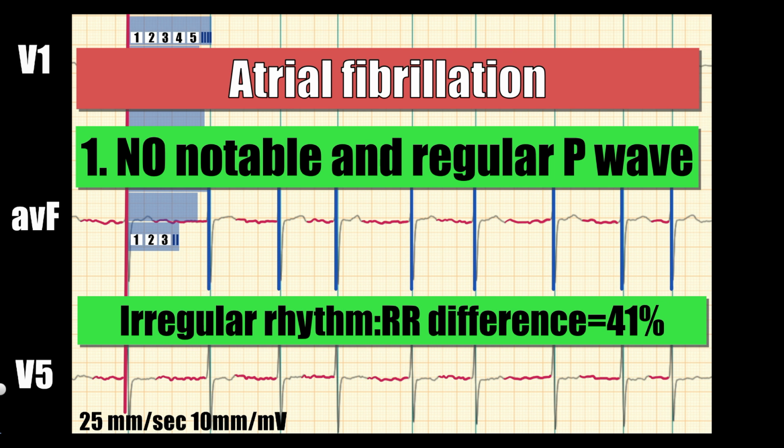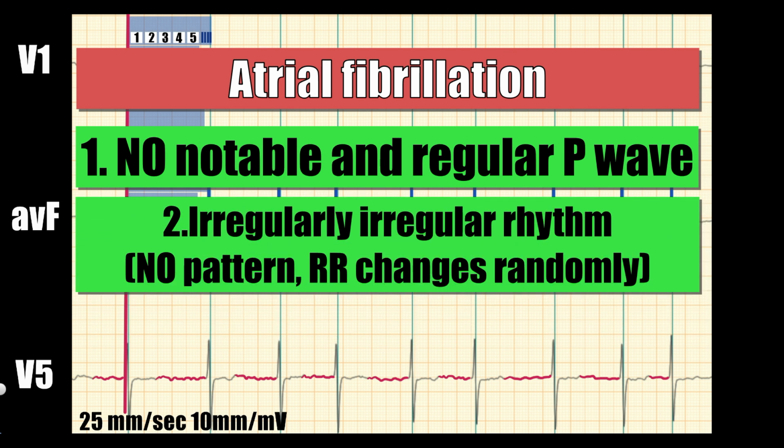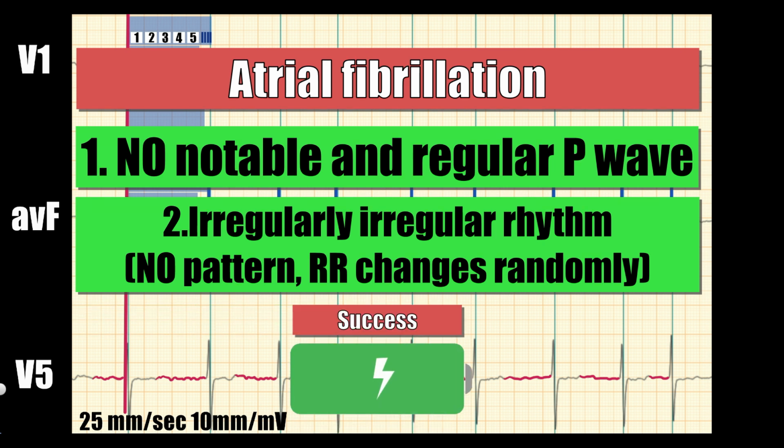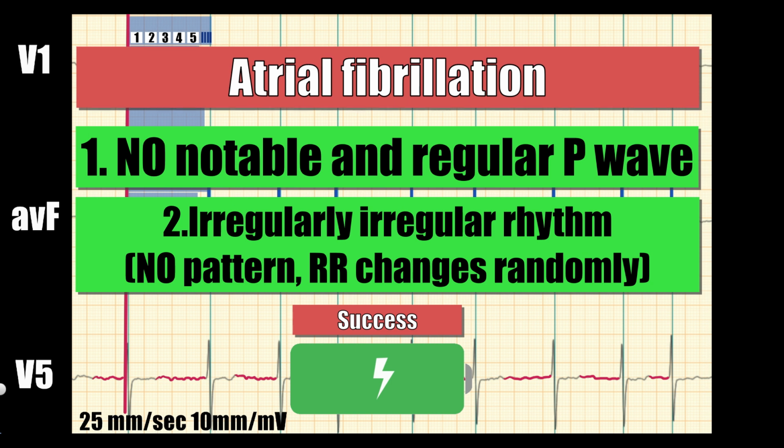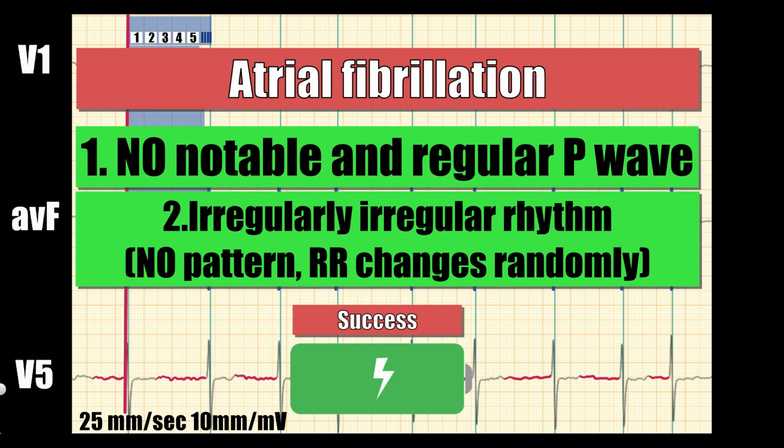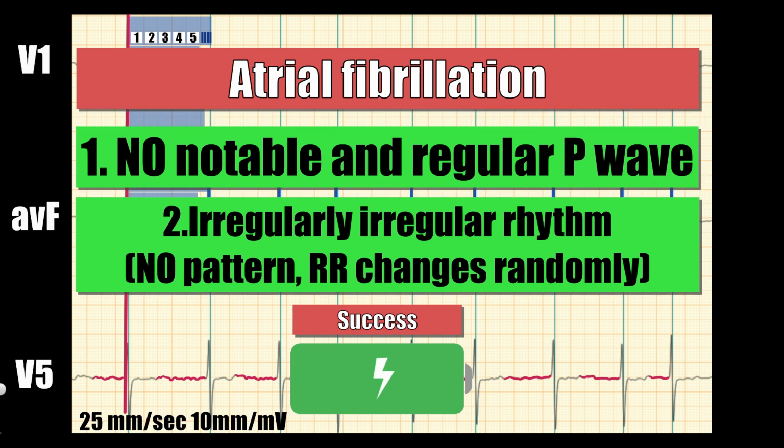And the second crucial ECG criterion for atrial fibrillation is irregularly irregular rhythm, which means that RR interval changes randomly without any pattern. This is your second 50% of success. As you see, atrial fibrillation has only two simple ECG criteria: absence of the P wave and irregularly irregular rhythm.